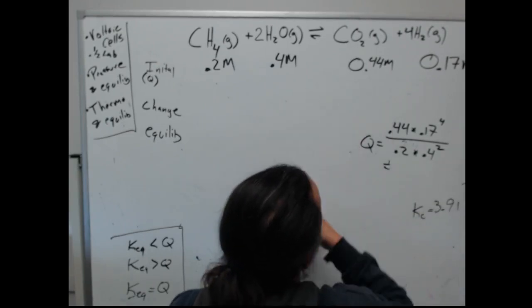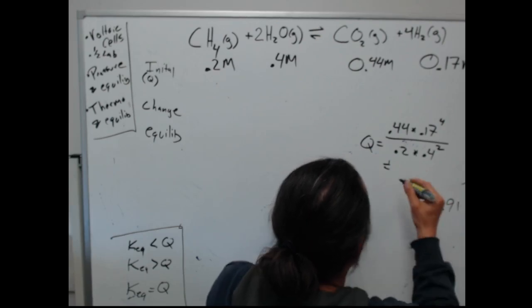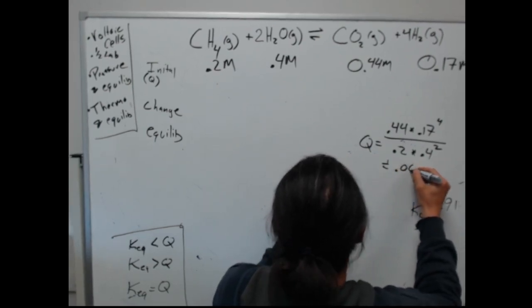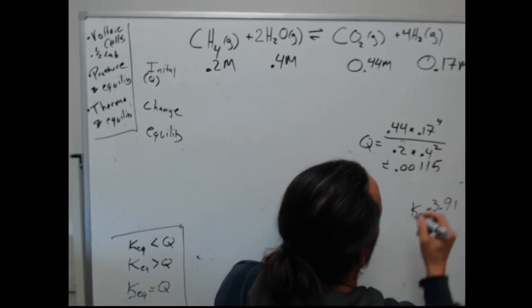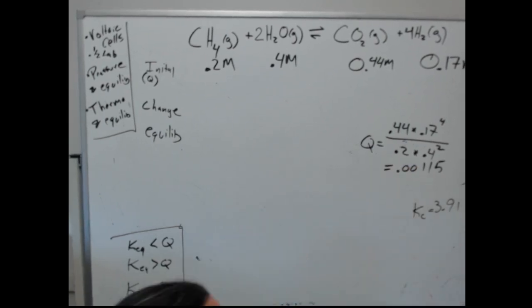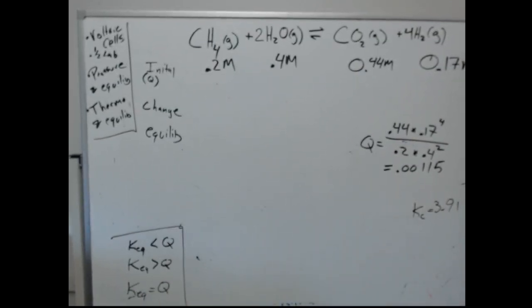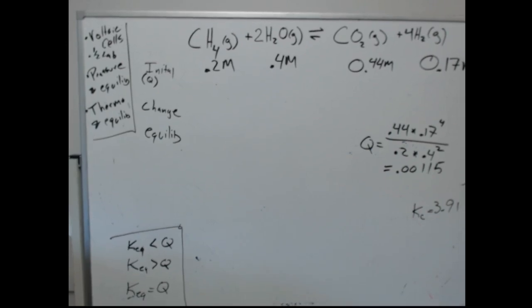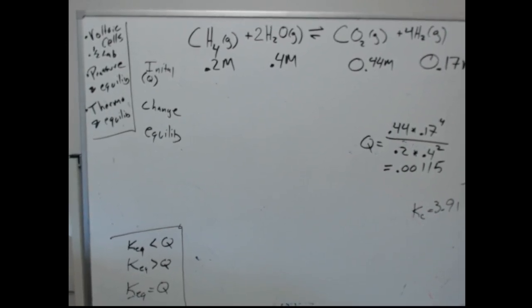My Q value with these initial conditions is 0.00115. And I can look at that and I can say, look, my KC is bigger than my Q. I still need more products than I have to get to equilibrium. Could you not have also just said that the KC value is greater than 1? Well, the KC value is greater than 1, so that tells me that I tend towards more products.